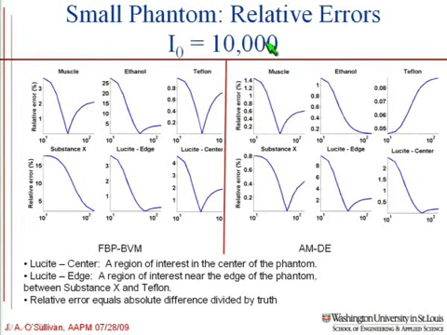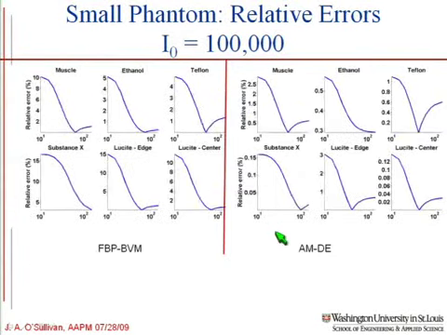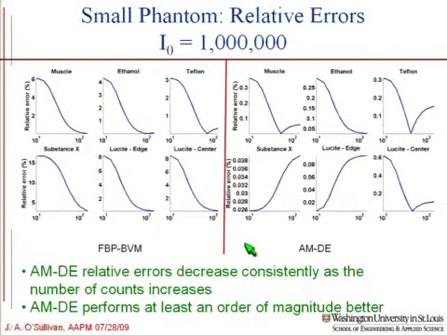And this is only 10,000 counts, and the AM dual energy is significantly better than the filtered back projection. The percent errors are significantly lower. If we multiply the number of counts by 10, the errors here continue to go down. The errors here go down a little bit, but not nearly as much. We multiply the number of counts by 10 again, and we get negligible error here on the AM dual energy, and we still have several percent error over a large range on the filtered back projection method.